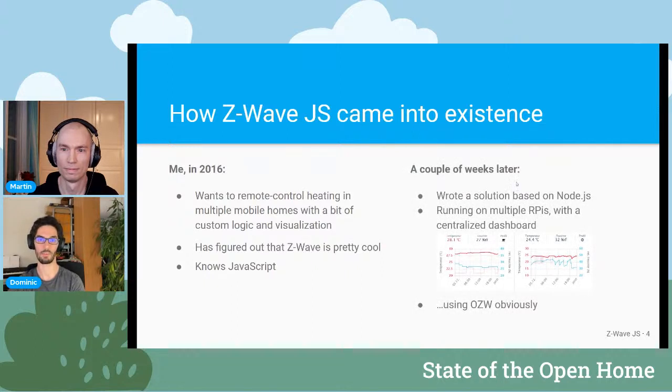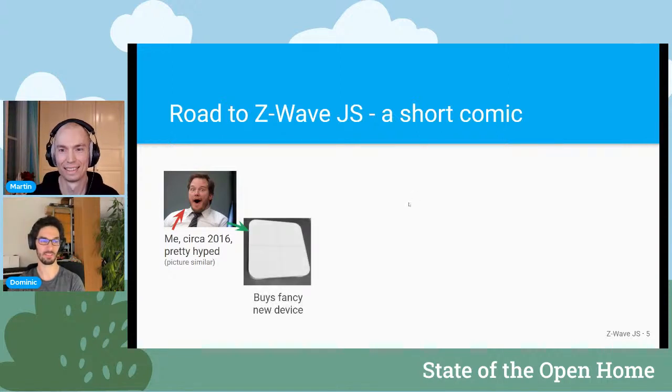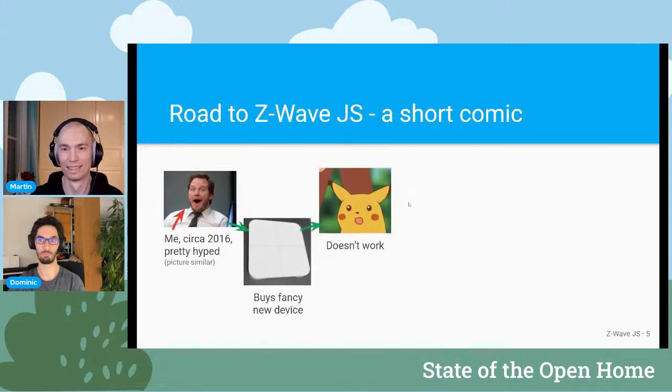And just a couple of weeks later, I had a solution based on Node.js. It was running on multiple Raspberry Pis, had a centralized dashboard for visualization. And yeah, it was working. So I was pretty hyped. And I had great plans. So I bought new devices only to figure out, oh, it doesn't work.